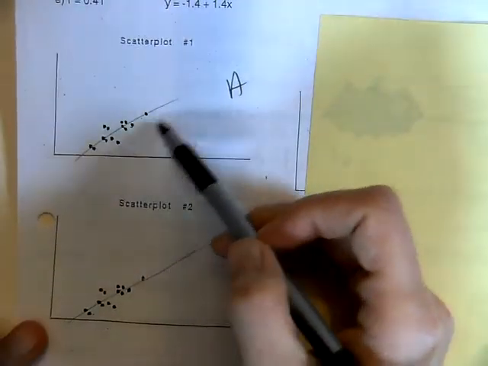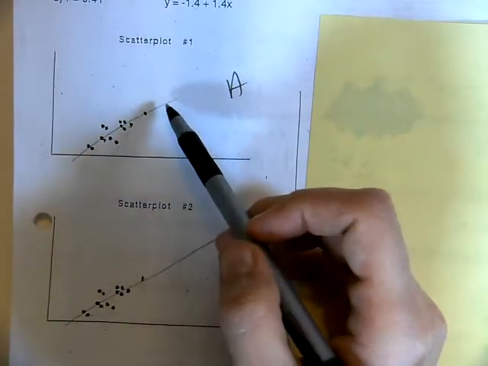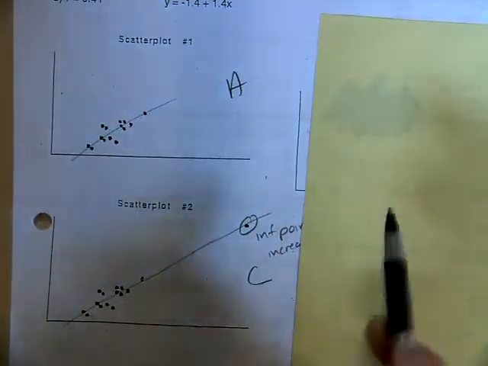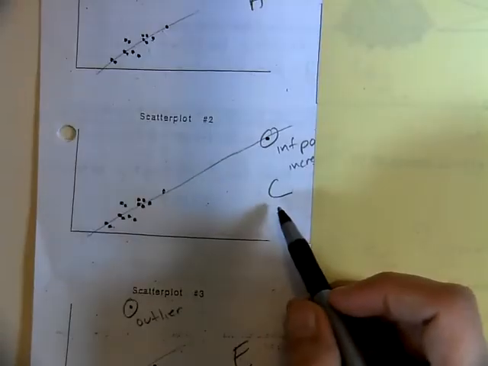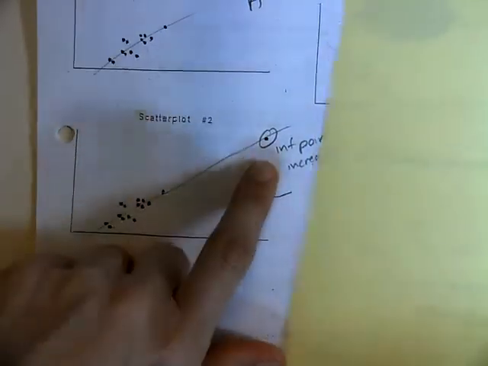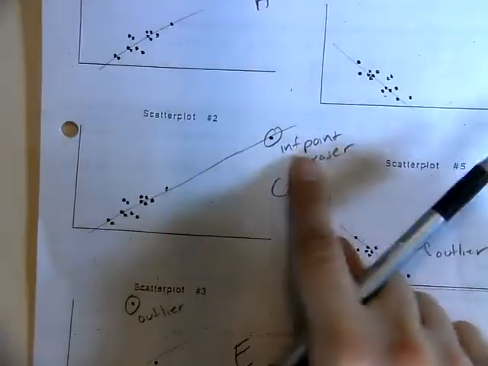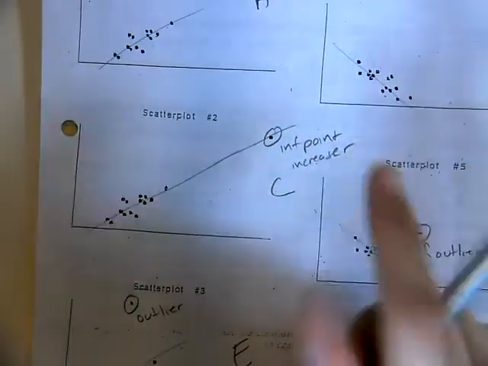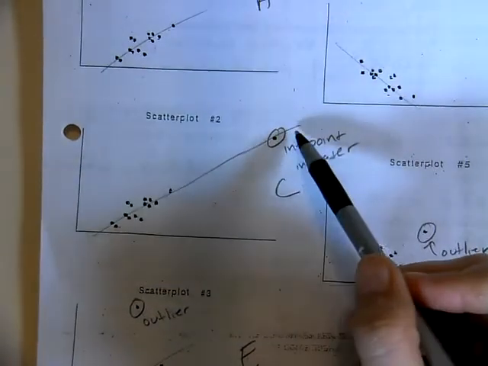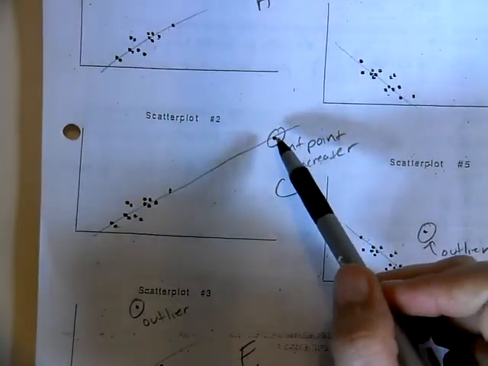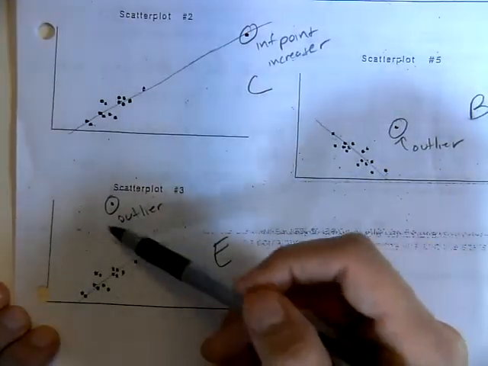The r is 0.83. The line is very similar. And then scatterplot number 2, it's C, because this point is an influential point. So what this point does here is it increases your r value. So it makes your correlation stronger because it has a low residual. And then scatterplot number 3 is E.